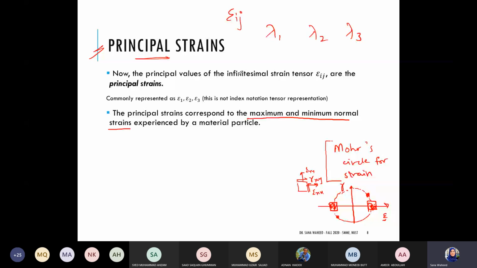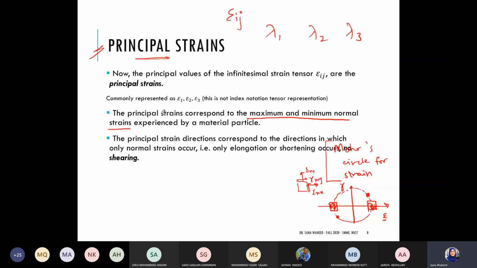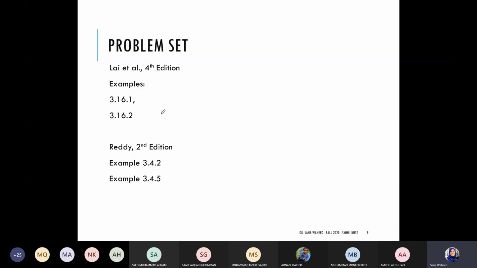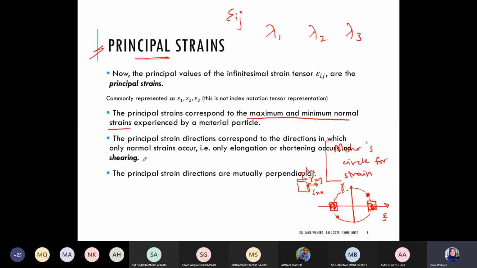And these represent, as I said, the maximum and the minimum normal strains which are experienced by that particle. Okay, so a few other things which I'm not going to focus on too much for strain. Instead, when we get to stresses, then we'll focus on these a little bit more.